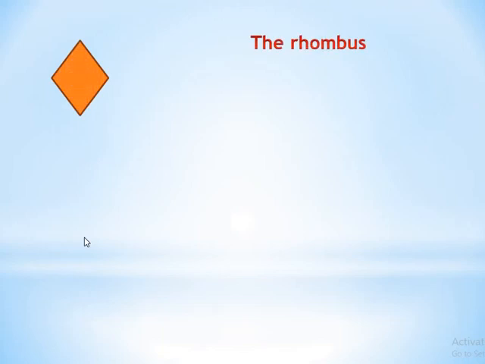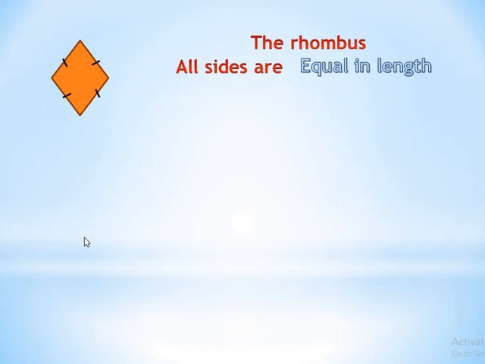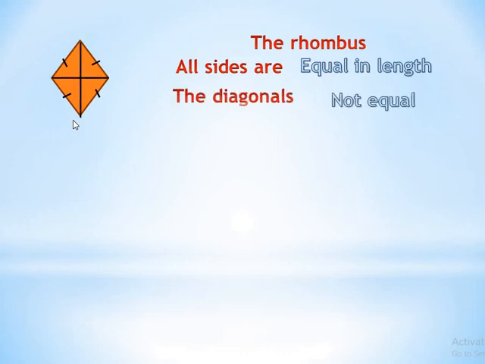Rhombus. The rhombus, like a square, has all sides equal. Okay, what about the diagonals? Do we have all angles equal here? No. So will the diagonals be equal or not equal? Yes, very good. Not equal. Diagonals are not equal. And the common property is they bisect each other.